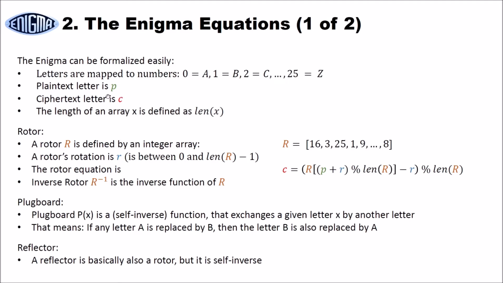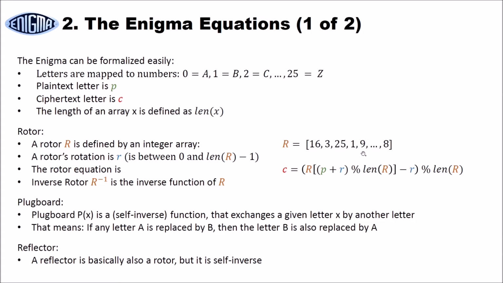And then we need the length of an array. An array is a data structure, it's just a list of, for instance, integers, and we define the length of an array as a function called len, which gets the array as a parameter. For instance, the length of an array x is defined as len(x). Then we have a look at the rotor equation. First of all, a rotor R is defined as an integer array. For example, here we have at the first position 16, then 3, 25, 1, 9, and so on, and the fourth, and then 8. All our alphabet letters or digits or integers are in this rotor array.